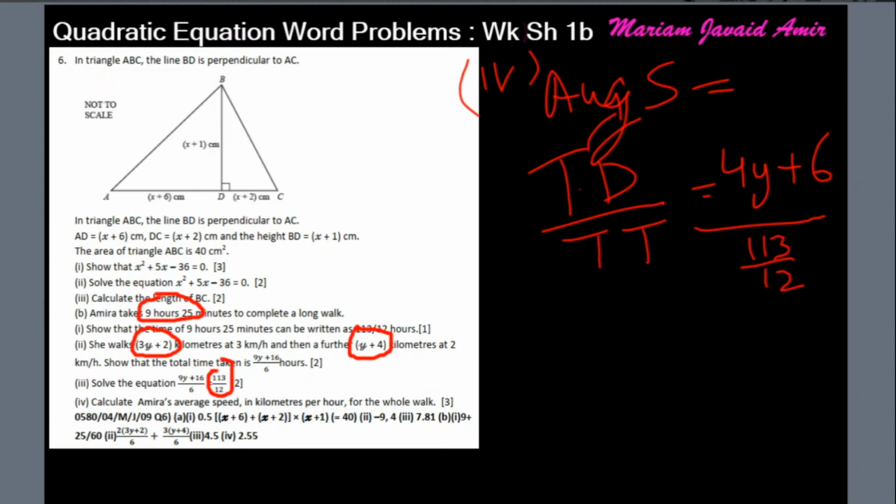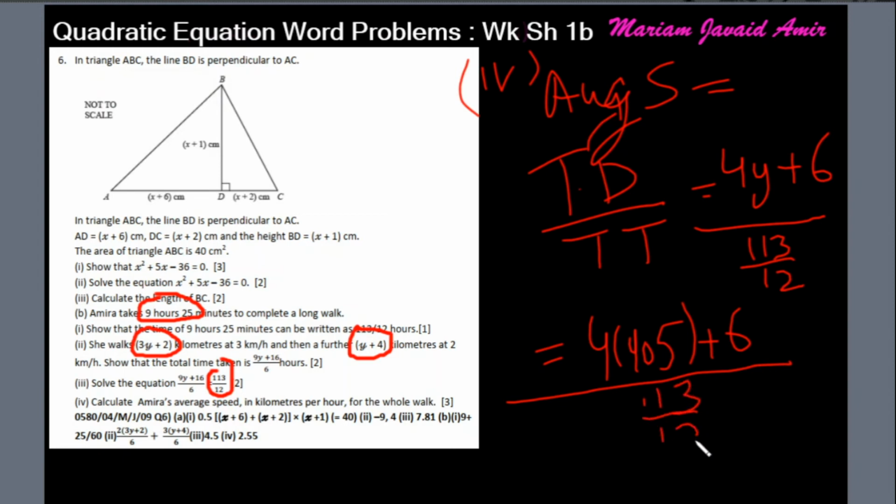The value of y came out to be 4.5, so simply substitute that in your calculator: 4 times 4.5 plus 6, whole divided by 113 over 12. In the denominator you will be pressing the fraction key again. That gives us 2.54867, so the rounded answer is 2.55.